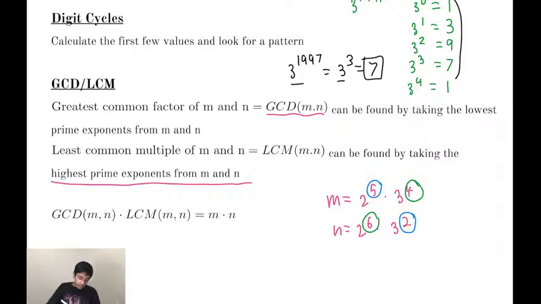Another cool fact is that GCD of m and n times LCM of m and n is equal to m times n. The reason that this is true is because when we multiply m and n, we're just multiplying both factors of powers of 2 and both powers of 3. But when we multiply the GCD of m and n and the LCM of m and n, we get m times n. The reason is that we're anyways taking both powers of 2 in the GCD and LCM, and we're anyways taking both powers of 3 in the GCD and LCM. So this will always be true as a result.